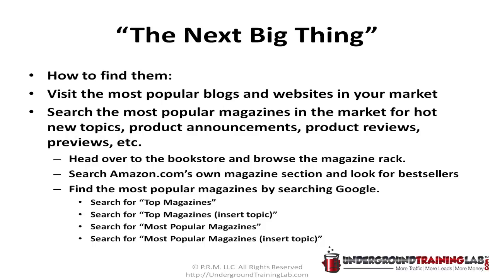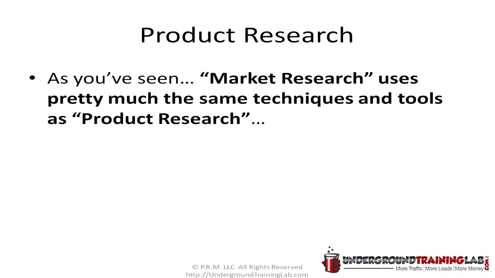I told you to search the most popular magazines of the markets for hot new topics, product announcements, product reviews, and previews. And then I told you could also head over to your bookstore and browse the magazine rack looking for magazines in the markets that you chose in your first video action plan or action steps. And then you could head over to Amazon.com and search for magazines there and look for the best sellers. I'm assuming you've already done this stuff, folks, because if you haven't, this video won't mean much to you.